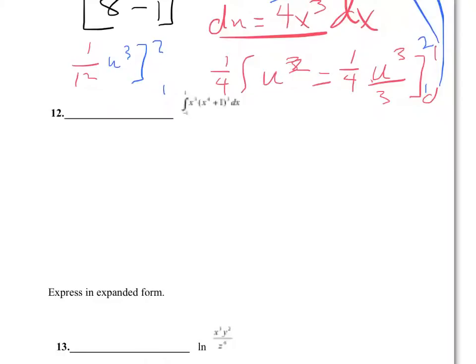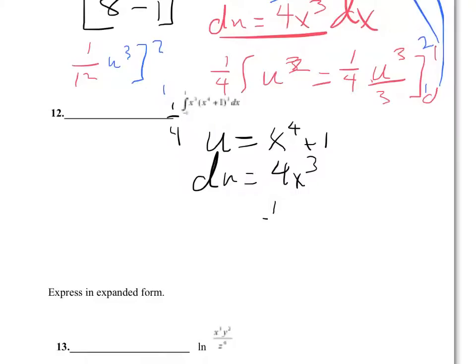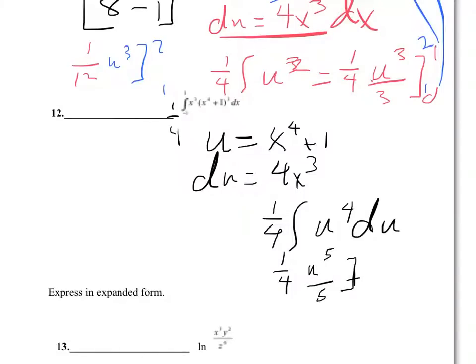Now, I think this one actually comes out to be an odd function. I'm not sure, but I'm going to go through it and we'll kind of see where we're at when we're all done. Let u equal x to the 4th plus 1. du is equal to 4x to the third. Kind of the same thing. I'm just missing a 1/4. So we'll write this as 1/4 the integral of u to the 4th du. Integrate that, 1/4 u to the 5th over 5, and then we'll plug it in from -1 to 1.